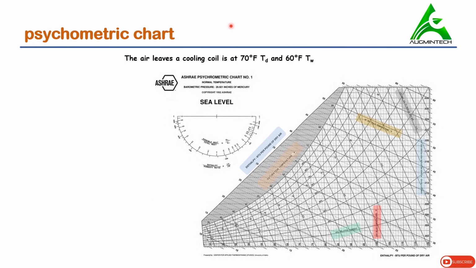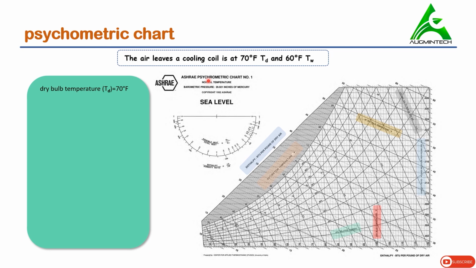Now we'll do a sample problem to understand how to find the value of psychrometric parameters from ASHRAE's psychrometric chart. To do so, we need to know any two basic parameters. Over here, it is mentioned that the air leaving a cooling coil is at 70°F dry bulb temperature and 60°F wet bulb temperature. So we'll make use of this condition and find all other remaining psychrometric values.